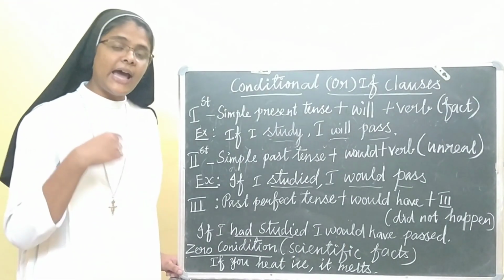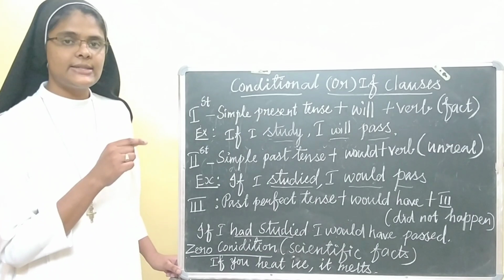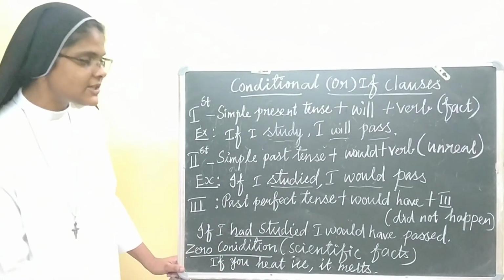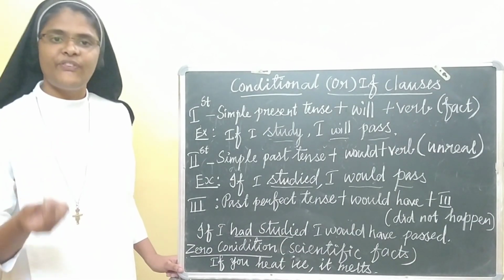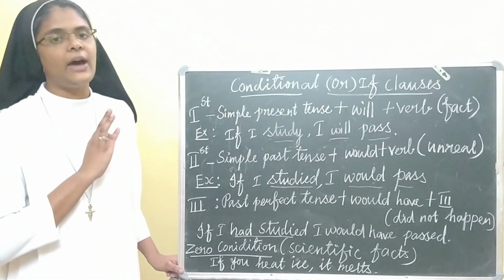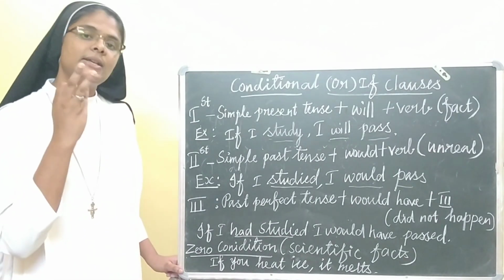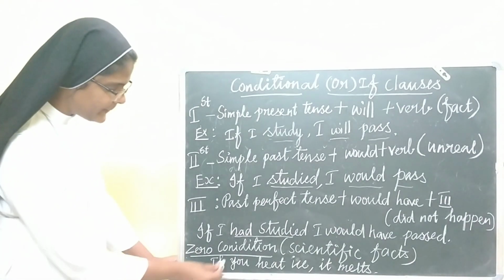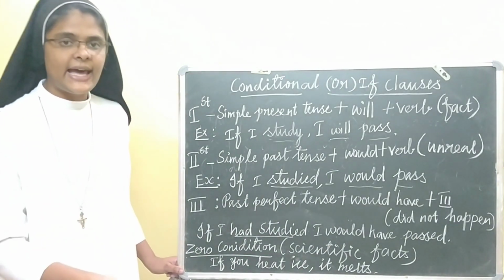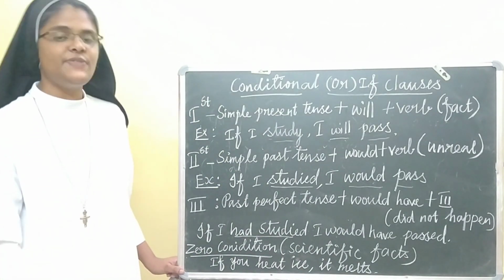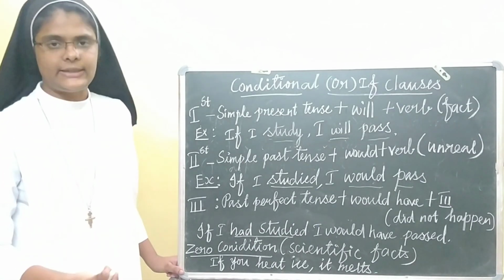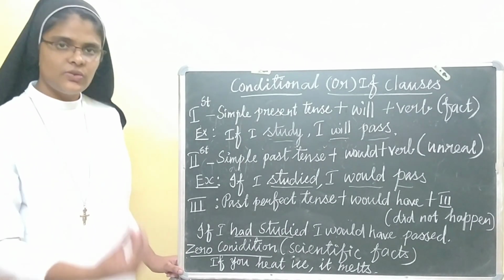Then we can see another conditional clause also, that is the zero conditional clause. They express scientific truth or facts. So what tense does it use? The same tense remains. It will not have any change because that is a scientific truth. For example, if you heat ice, it melts. It is a scientific truth. We cannot change it. If you stand in the rain, you will get wet. It is a fact. We cannot change it.